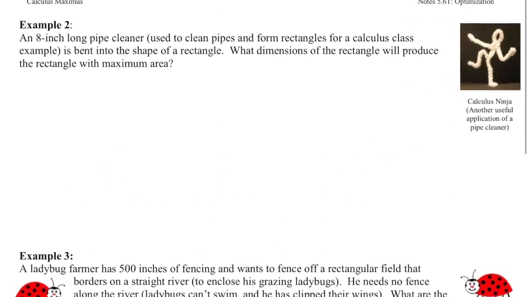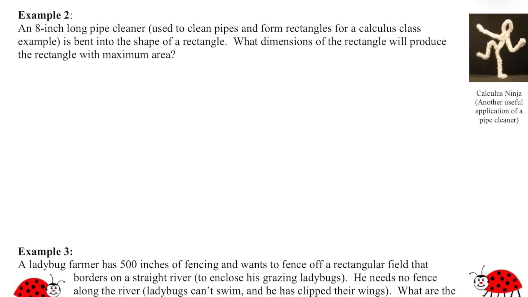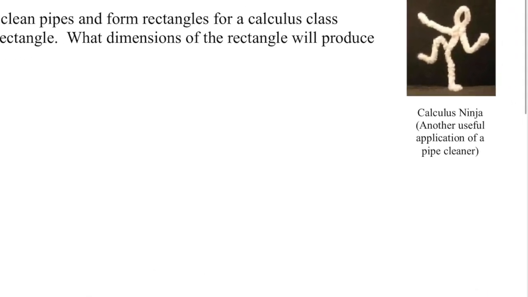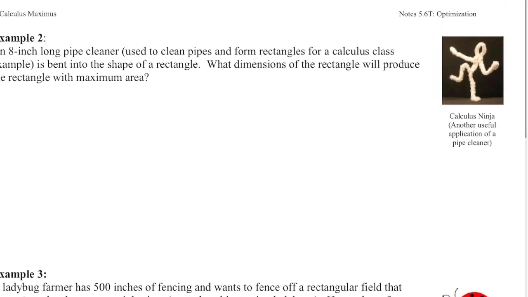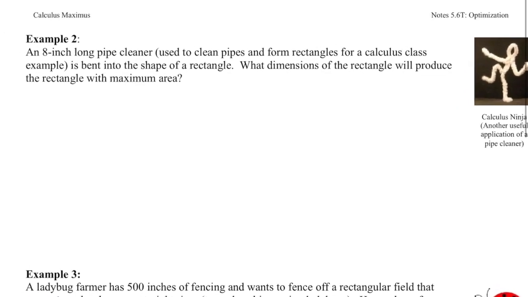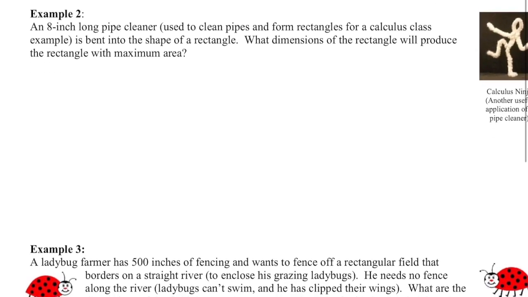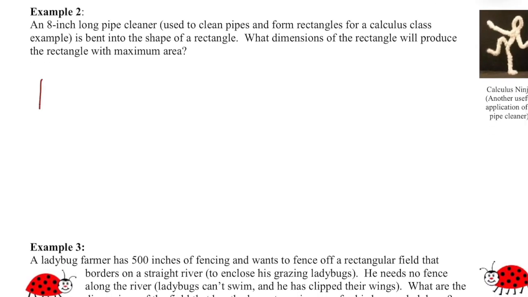Okay, so example 2, let's say I have 8 inches of pipe cleaner. So that's just like a bendable piece of fabric that you can bend into shapes. You can see on the right, in this picture, that the pipe cleaner was bent into a little human. And let's say we want to form this into a rectangle, okay? So here's our rectangle that we made using the 8 inches of pipe cleaner. We can just label our sides. I like to label x and y based on its orientation.